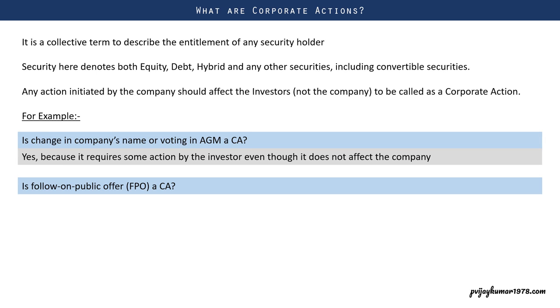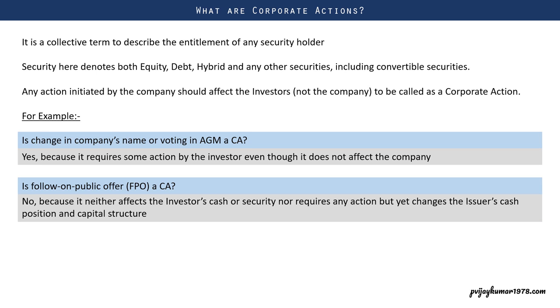Is follow-on public offer a corporate action? The answer is no, because it neither affects the investor's cash or security nor requires any action but changes the issuer's cash position and capital structure.